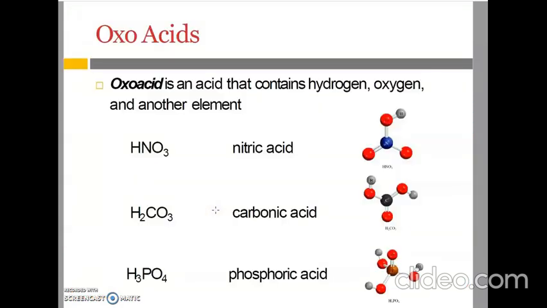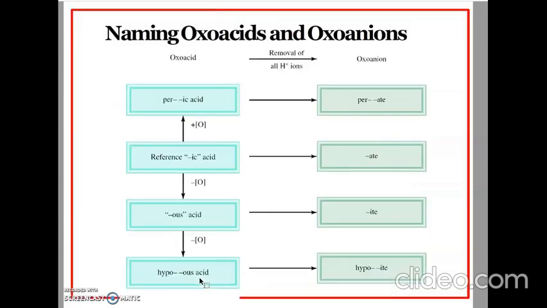Okay, next is for oxo acid. An oxo acid is an acid that contains hydrogen, oxygen, and another element. Examples here: nitric acid, carbonic acid, and phosphoric acid. So for naming oxo acids and oxo anions, okay.